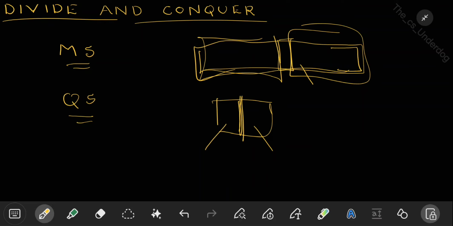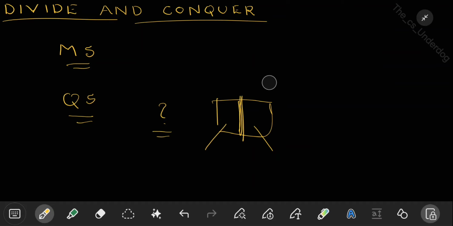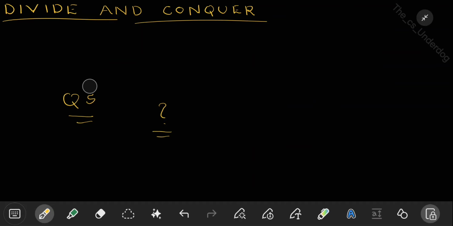Then the question is, what advantage are you getting by using a divide and conquer technique? Why can't you solve the same problem by any other technique or even maybe by brute force? So the answer is, there are certain advantages that a divide and conquer algorithm will give you. The first advantage is efficiency. Whenever you apply divide and conquer, it reduces your time complexity. How does it reduce your time complexity?